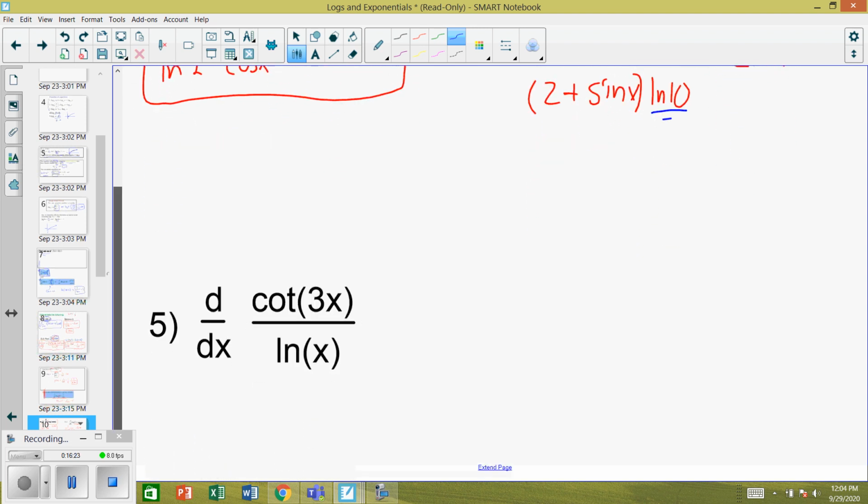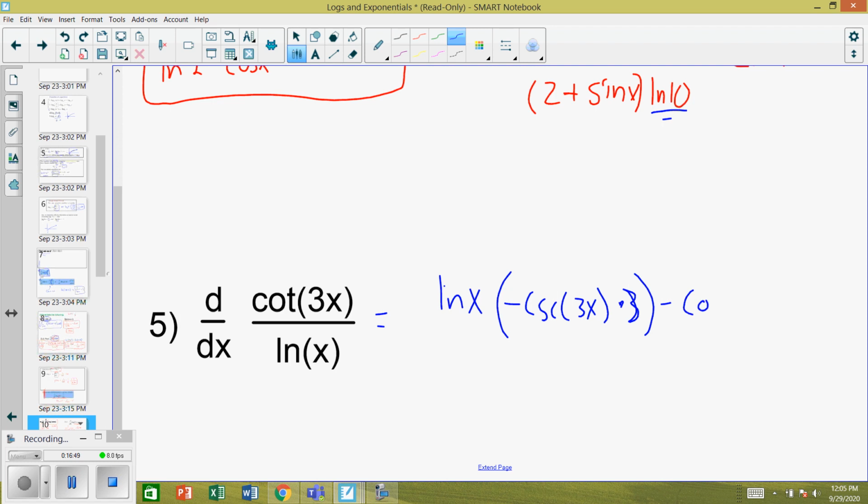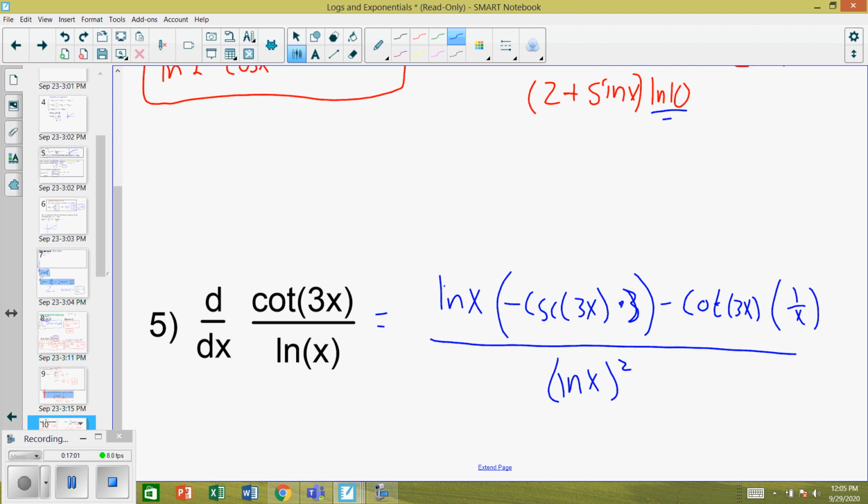Let's try one more. Okay, so this looks like a quotient rule. This is a pretty good problem. So this is going to be low, and then d high. The derivative of cotangent is negative cosecant squared, but it looks like we have a chain in there, so we're going to multiply by the derivative of the inside. That's low d high, minus high, which is cotangent 3x, times d low, which is 1 over x, all over low squared, or ln of x squared. And again, don't worry about simplifying it, you can just leave it that way.